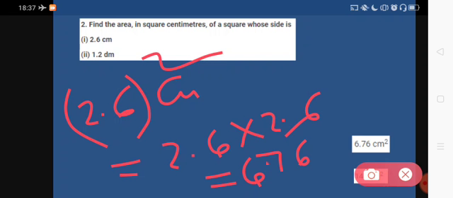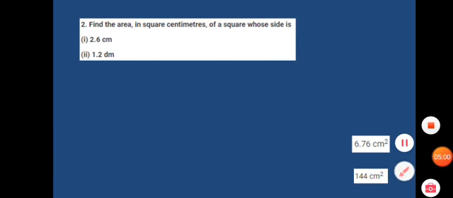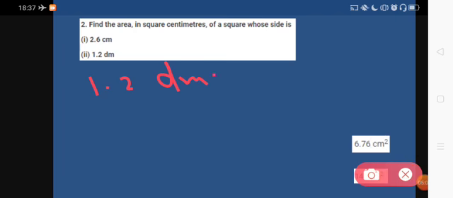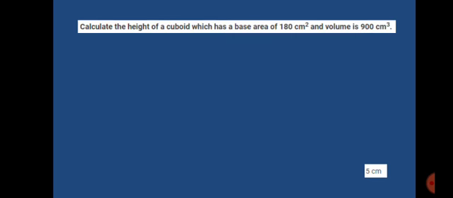Here there will be a decimal: 6.76 square centimeter. That is the answer. Now in the second, 1.2 decimeter, the area will be the square of 1.2, which is 1.2 into 1.2, 144, with the decimal here, 1.44 square decimeter, right? Now we move on to the third question.